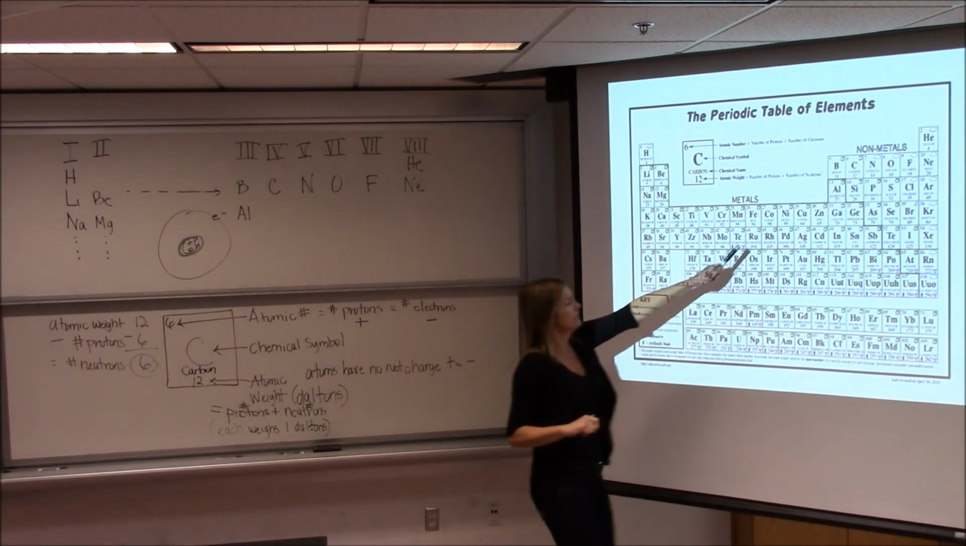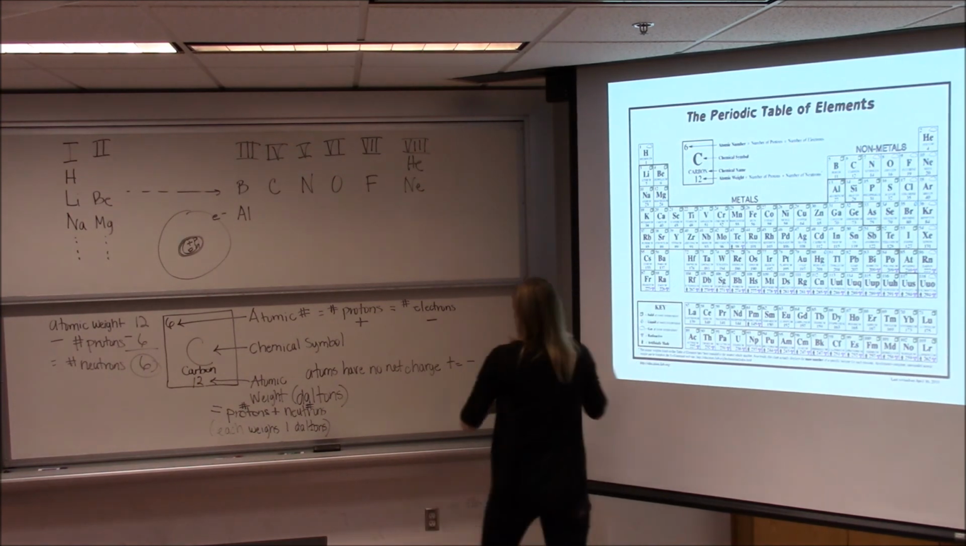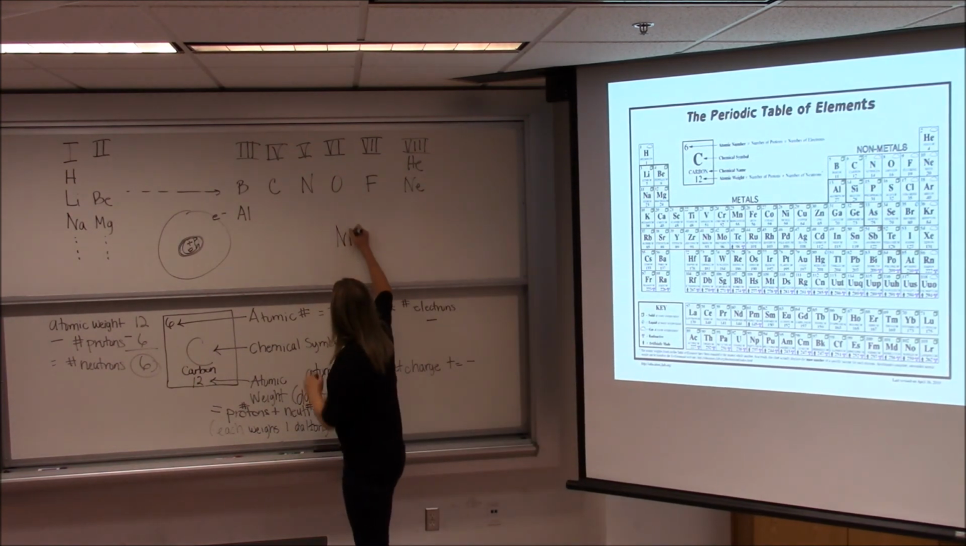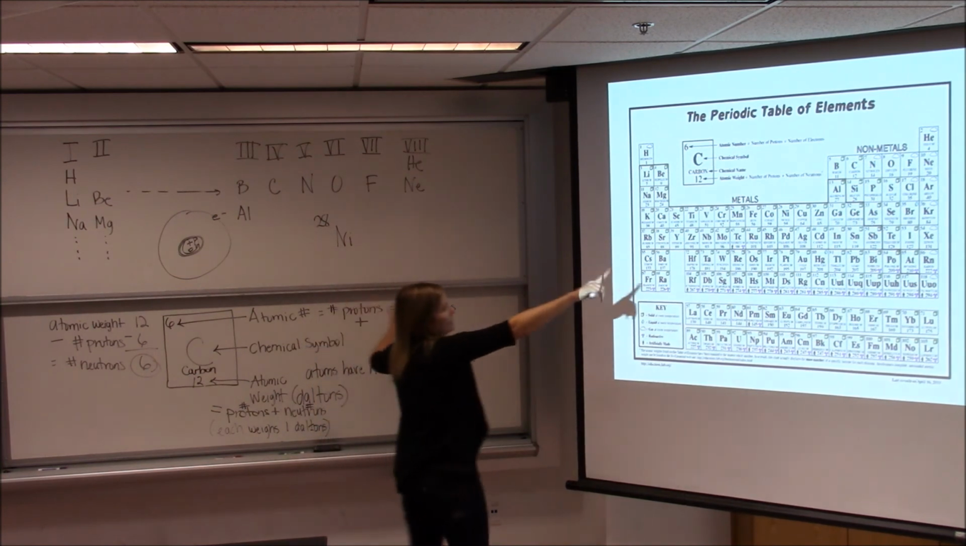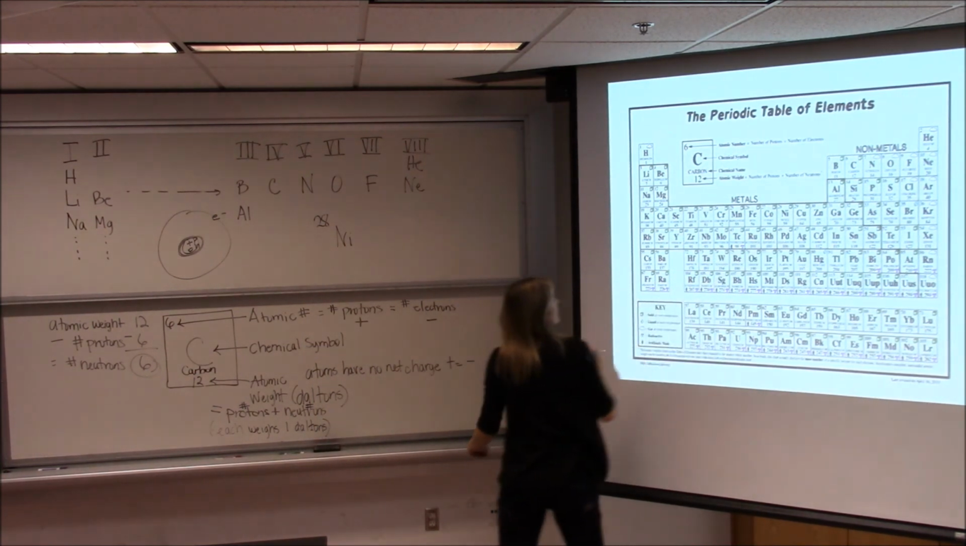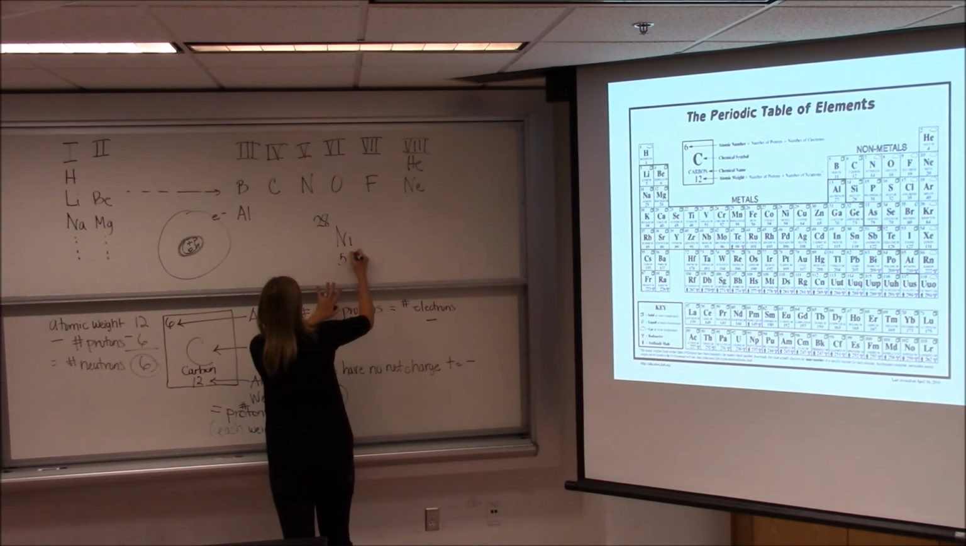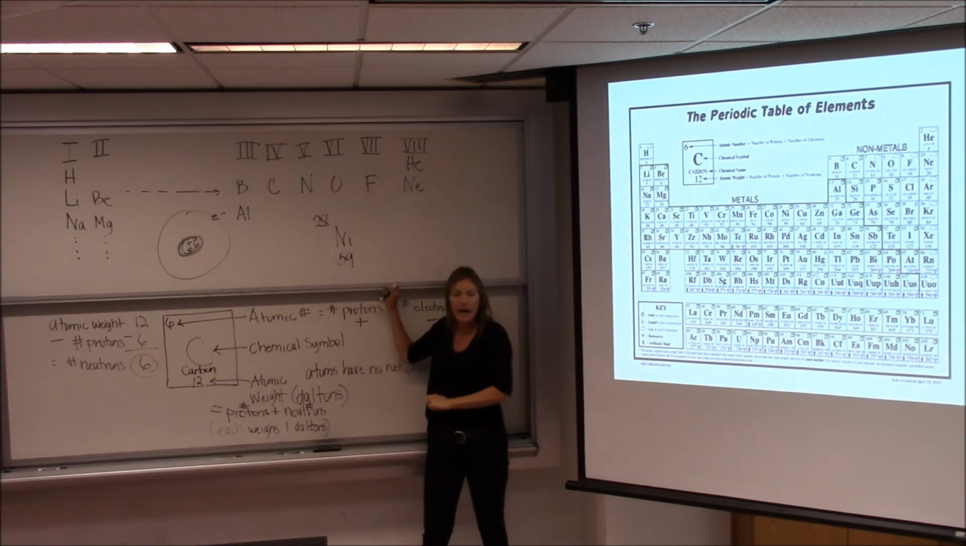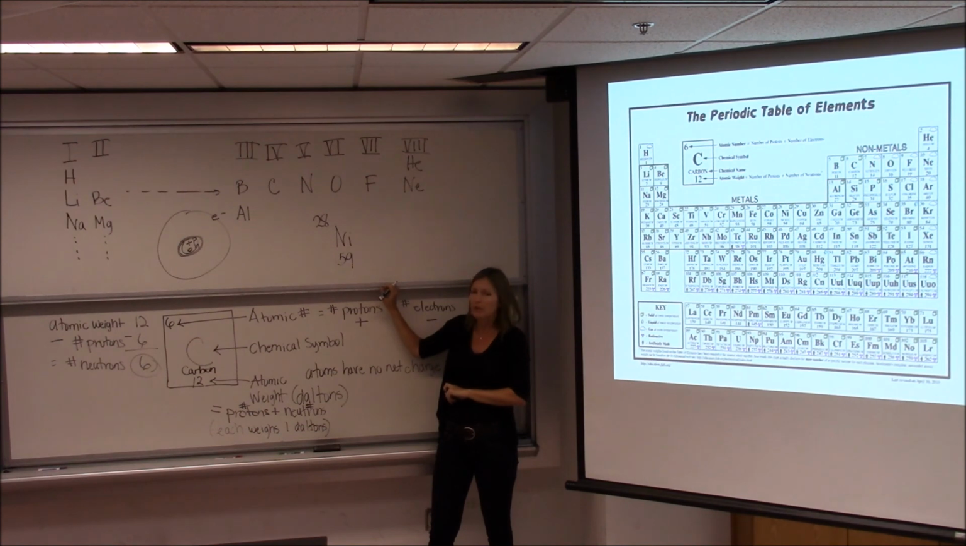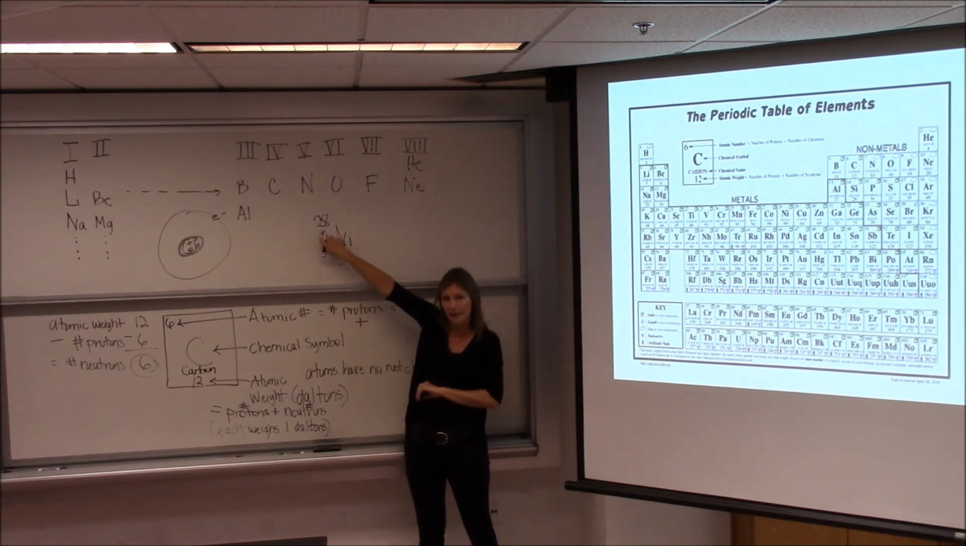Let's look at nickel. Nickel is atomic number 28. And atomic weight is 59. How would I calculate the number of neutrons in nickel? Well, let's start by determining how many protons nickel has. How many protons does nickel have? 28. Remember, that atomic number is the number of protons. It's also the number of electrons.